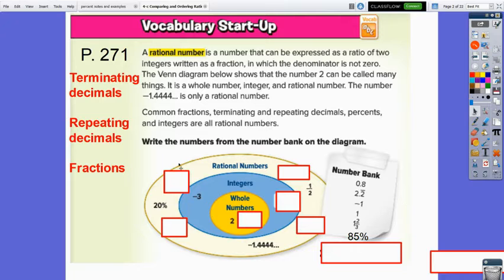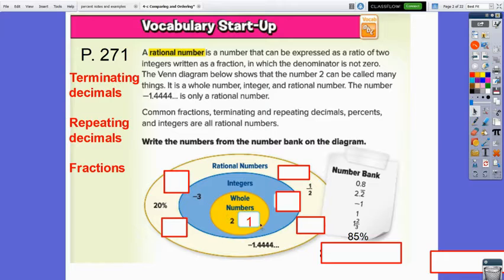You can fill in this little Venn diagram here on page 271. Remember, the Venn diagram means that everything in this first little circle of whole numbers is also included in this circle of integers. And everything in both of those is included in the set of rational numbers. First you have whole numbers. Whole numbers are 0, 1, 2, 3, 4, 5, 6, 7, 8, 9, no fractions or decimals. Out of this number bank, which one of these numbers goes over here? That would be the 1.